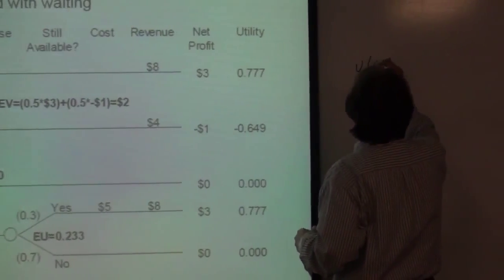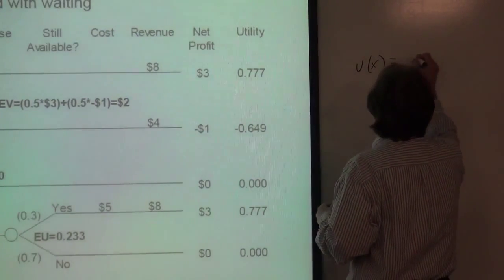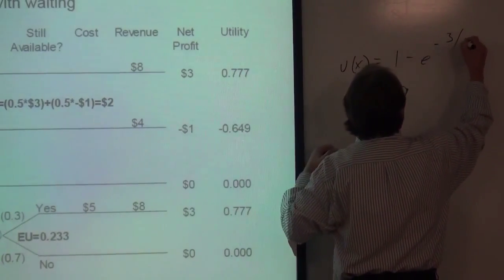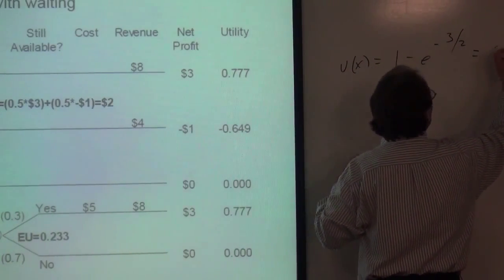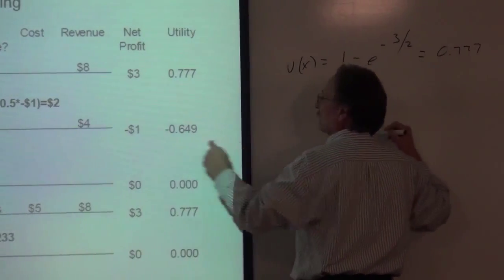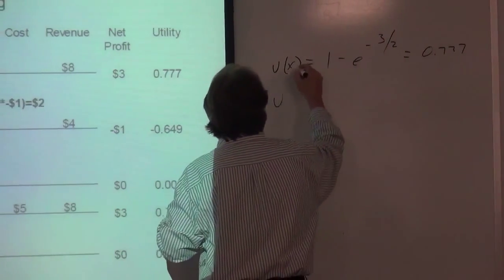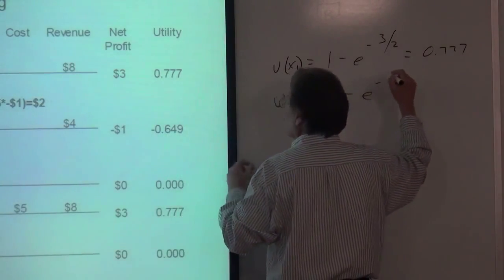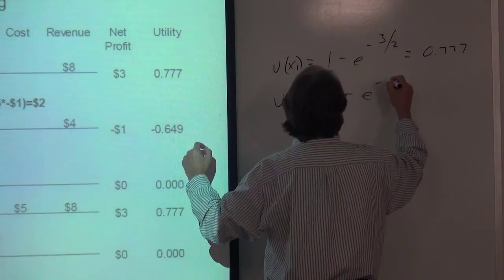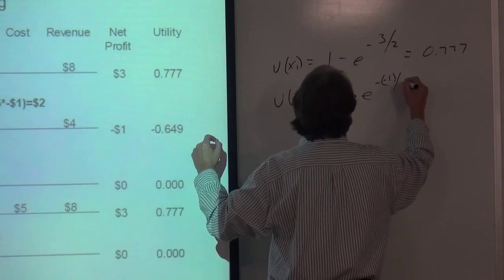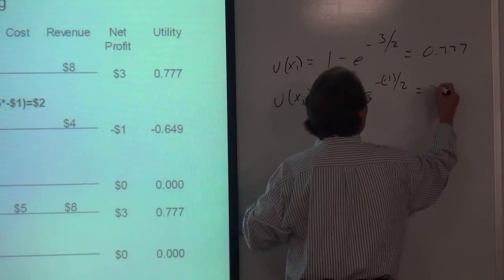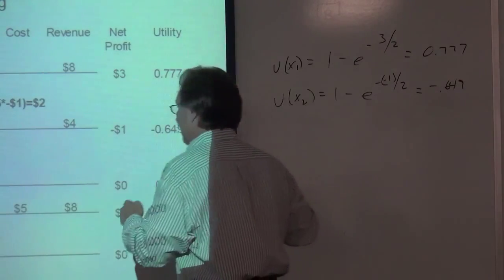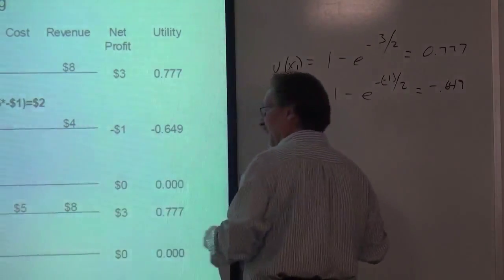However, my utility function tells me that in this case the utility of x4 is 1 minus e to the minus 3 over 2, and that equals 0.777. Here, you call it u of x2, is 1 minus e to the minus -1 over 2, and equals -0.649. So that has negative utility, obviously. This has 0 utility associated with it.